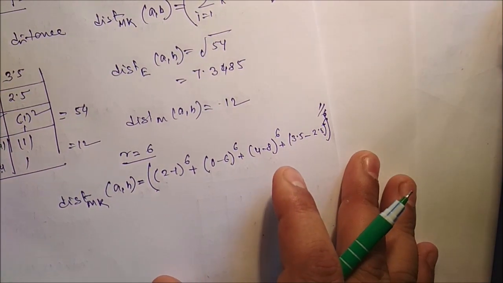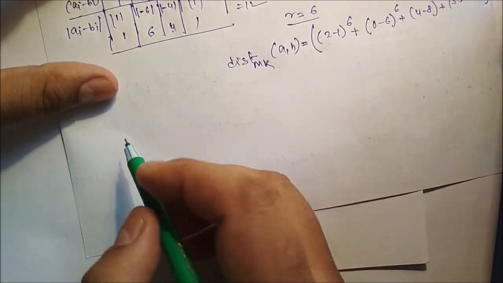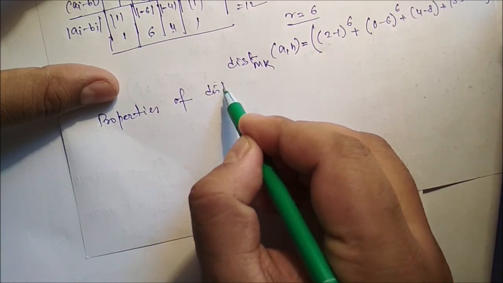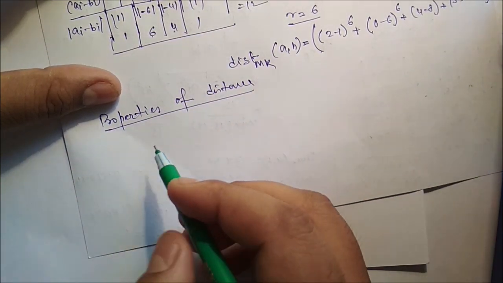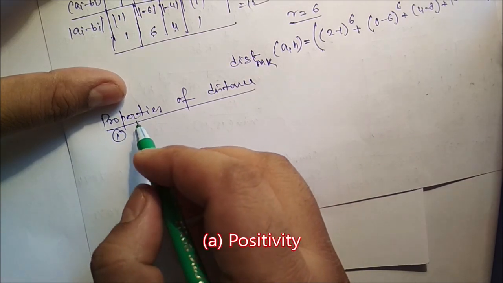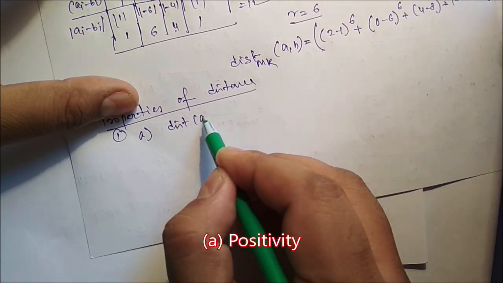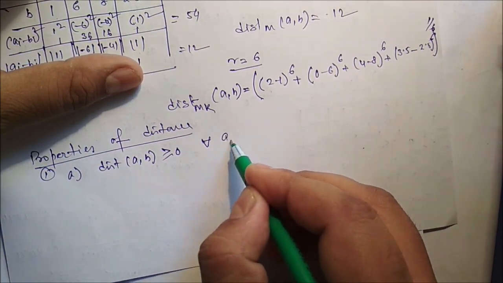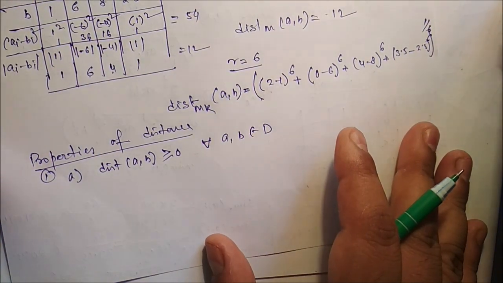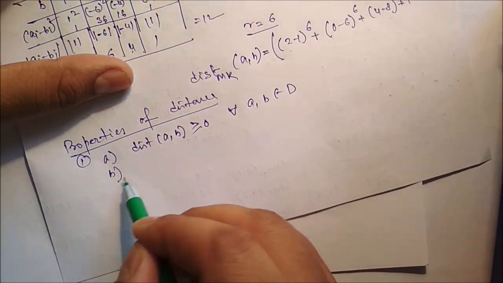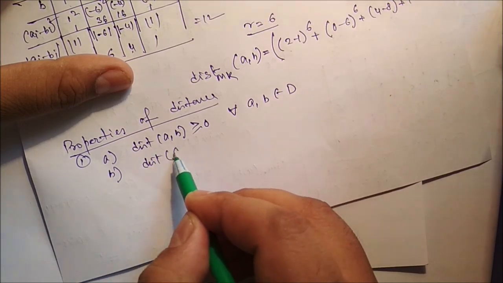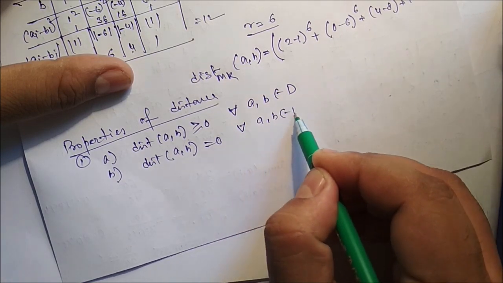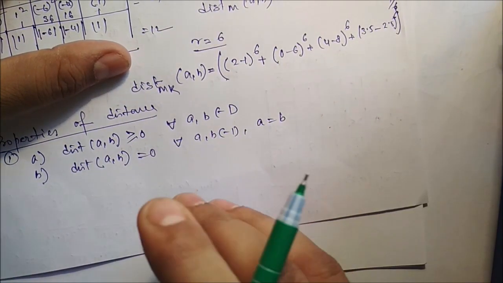After that, we talk about the properties of distance. There are 3 properties. First, the distance between A and B should always be greater than or equal to 0 for all A and B belonging to D. Similarly, the distance between A and B is equal to 0 only when A is equal to B.